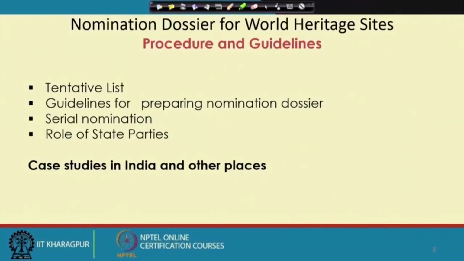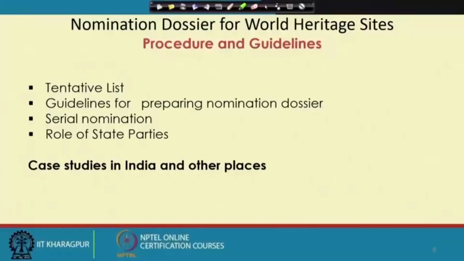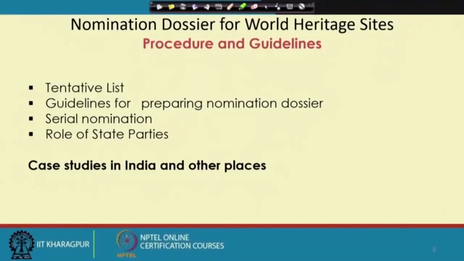Most important is the role of the state parties, representing a country. What is the responsibility when one site is declared a World Heritage Site? What do the state parties do, what is their role, what is their responsibility, and how does the interaction happen with the international body? This is very important. It is very interesting to learn what happens when a site is declared. We will talk about some case studies from India and other places, basically emphasizing that this process or procedure actually takes years.